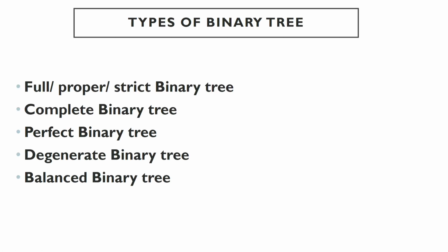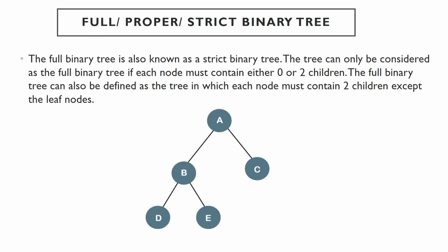Now, the types of binary tree. There are 5 types of binary tree. First is the full or proper or strict binary tree. Second is the complete binary tree. Third is the perfect binary tree. Fourth is the degenerate binary tree, and the fifth one is the balanced binary tree. So let's see those types of binary tree in a more detailed manner.